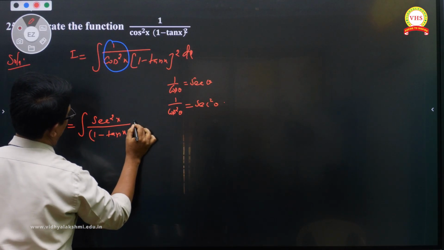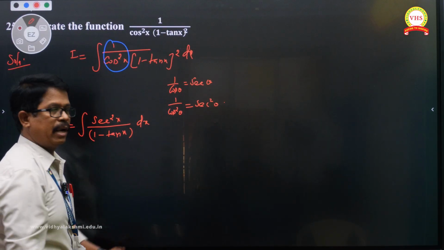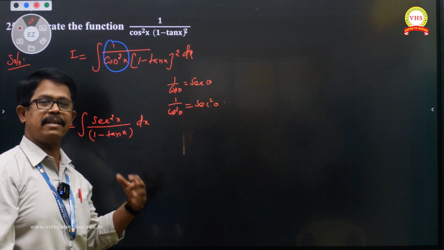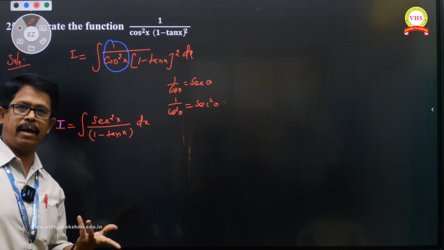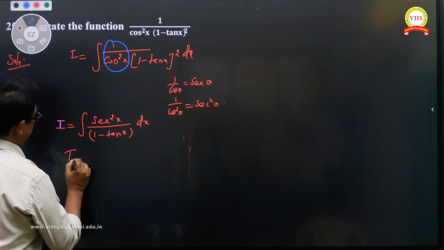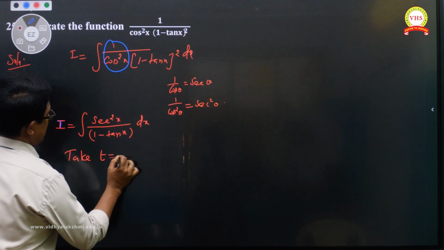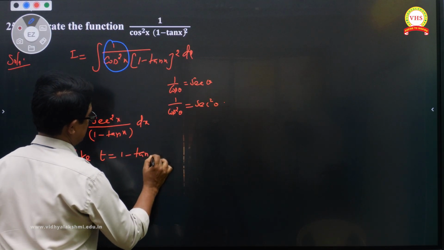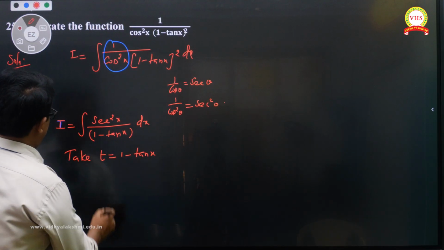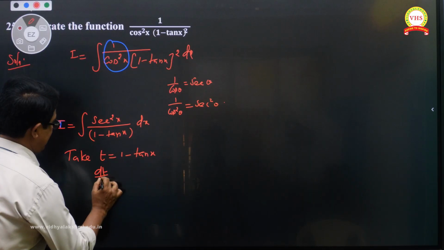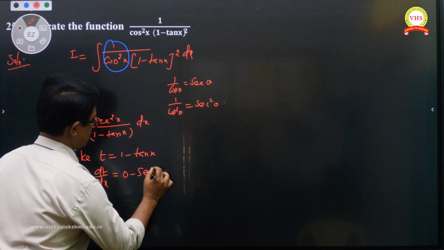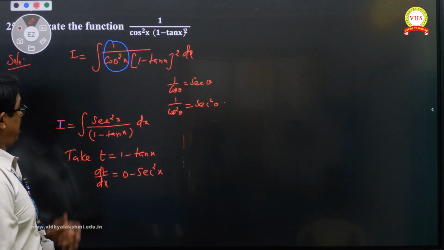When you get any integration with a secant in the numerator and a denominator with tan, it is easy to consider the denominator and take an alternate variable. That means take t as 1 minus tan x. Students, any doubt? Now we'll move on to dt by dx. What is dt by dx? 0 minus secant square x. Any doubt?